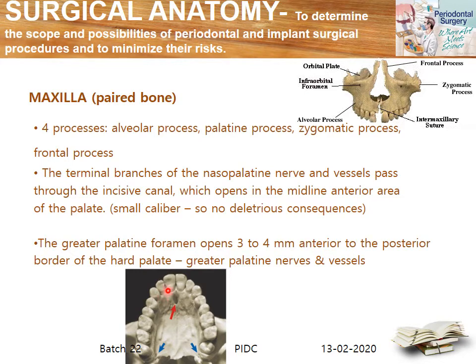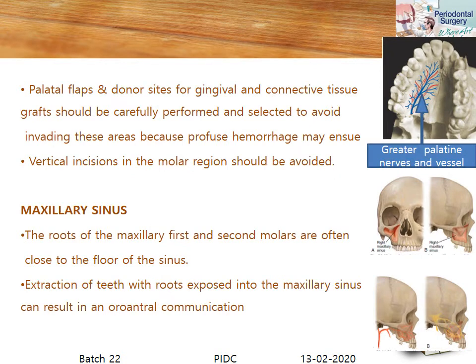The terminal branches of the nasopalatine nerves and vessels pass through the incisive canal, which opens into the midline anterior area of the palate. This is of small caliber and therefore no deleterious consequences occur, whereas the greater palatine foramen, which opens 3 to 4 mm anterior to the posterior border of the hard palate, has the greater palatine nerves and vessels present. This area has to be approached carefully, mainly when we are doing palatal flaps or donor sites for gingival and connective tissue grafts, which should be performed carefully and selected to avoid invading these areas, because profuse hemorrhage may ensue if proper care is not taken.